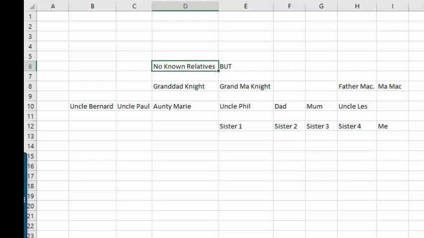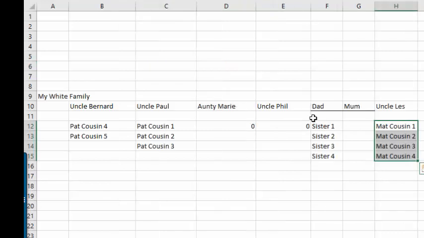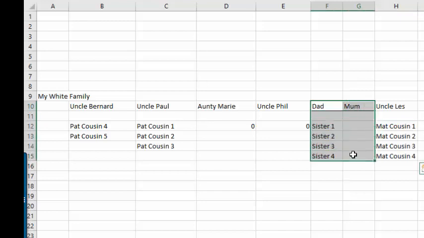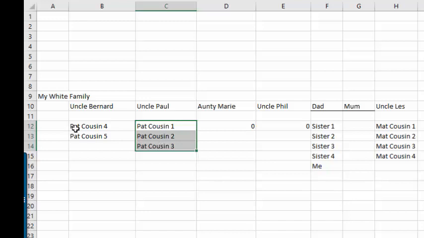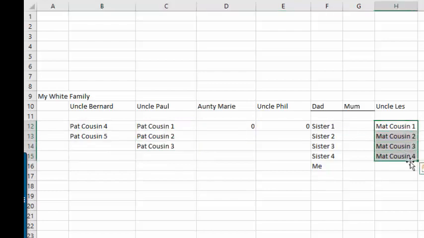Let's now talk about cousins. So, mum and dad had 5 kids. Look, I've left me out, something of an afterthought. Uncle Les had 1, 2, 3, 4 children. So I've got 4 maternal cousins. Uncle Phil, no kids. Auntie Mari, no kids. Uncle Paul had 3 children. And Uncle Bernard had 2, so I've got 5 paternal cousins and 4 maternal cousins.